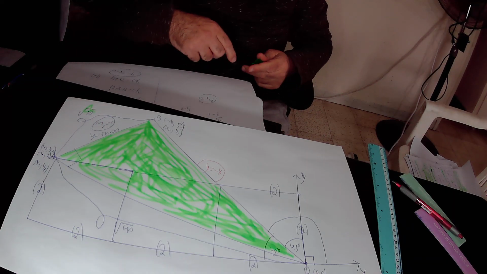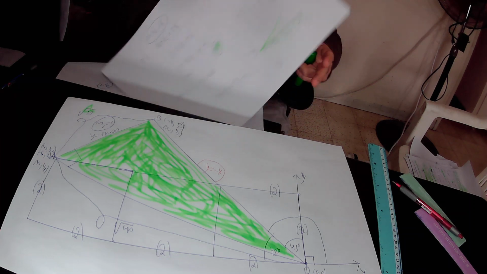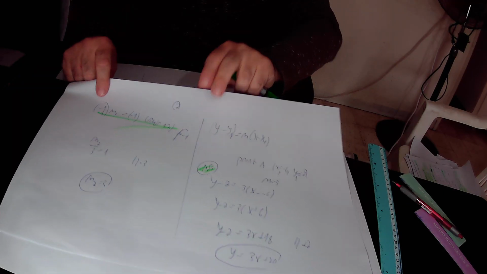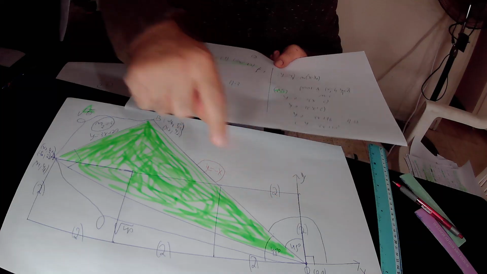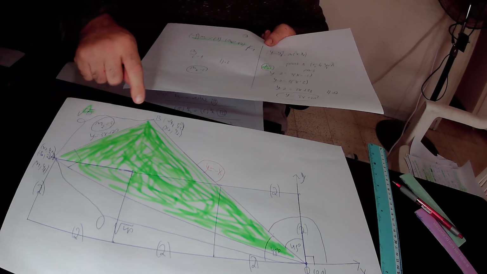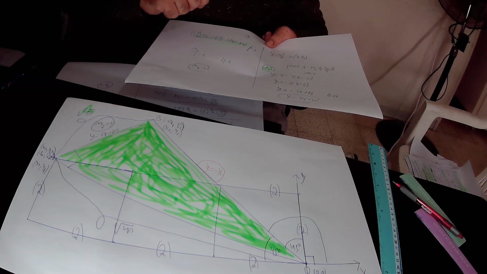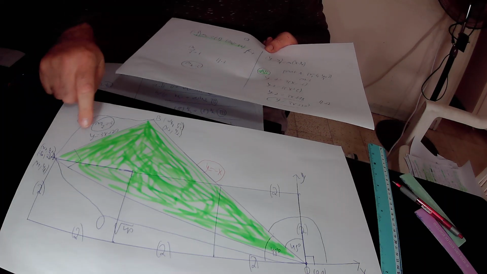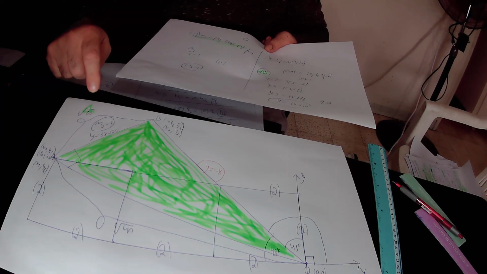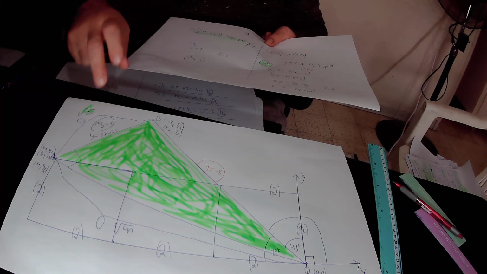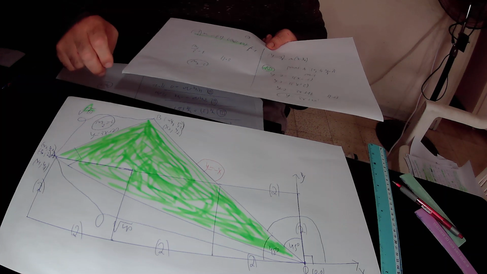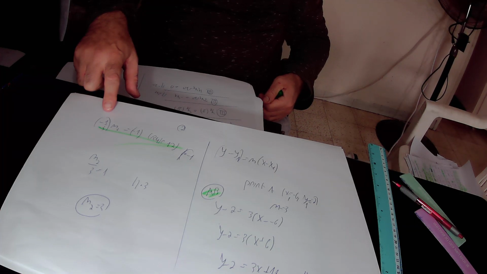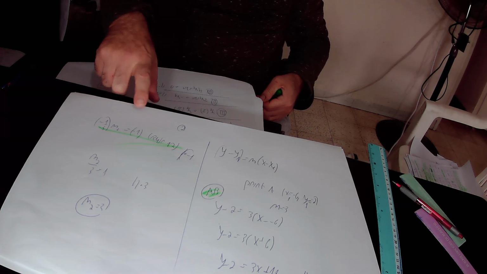Repeat again. According to rule 2, the multiplication of the slope of the straight line AO with the slope of the straight line AB must be equal to minus 1. The slope of AO is minus a third. The slope of AB is m2. So the multiplication of those two slopes must be equal to minus 1. So minus a third times m2 must be equal to minus 1.